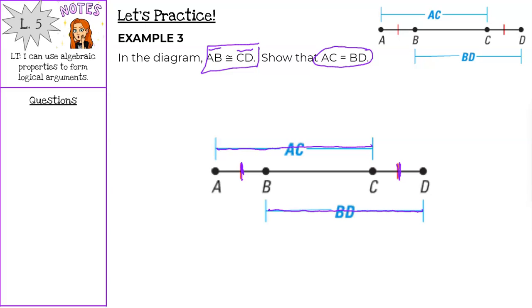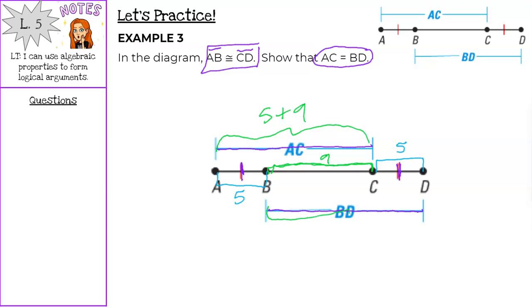I always like to make sense of it by adding numbers. So if I know that this chunk is congruent to this chunk, then they're going to be the same value. So I could say that they're both 5. Well, then this chunk right here is going to be the same because it's just one chunk. So I could call that, let's say, 9. So then AC, this length right here, would be 5 plus 9. And BD, this chunk right here, would be 9 plus 5.